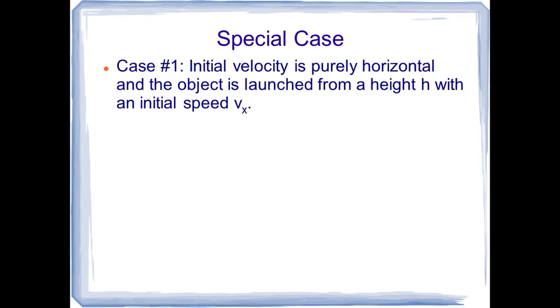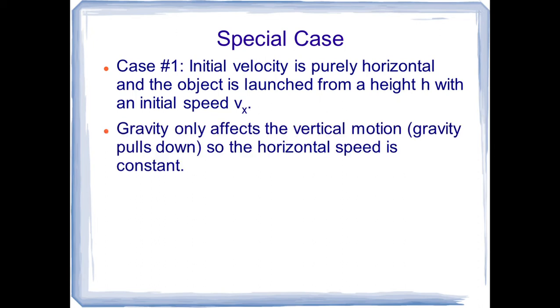So there's the special case. This is the easiest version of how we can solve a problem with projectile motion. We fire something purely horizontally, so all of the initial speed is in the x direction. I'll give it the subscript x. And the nice thing is we don't have to worry about initial velocity, final velocity horizontally because it's at a constant speed. So we launch it from some height h with an initial speed v sub x. Gravity just pulls in the vertical direction, so the horizontal speed, as we saw in lab, is constant.